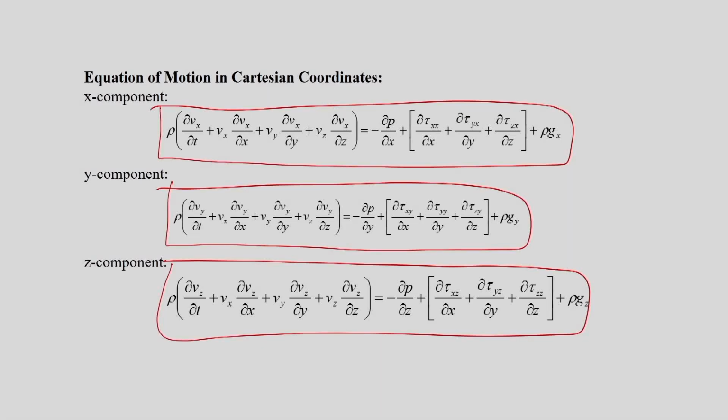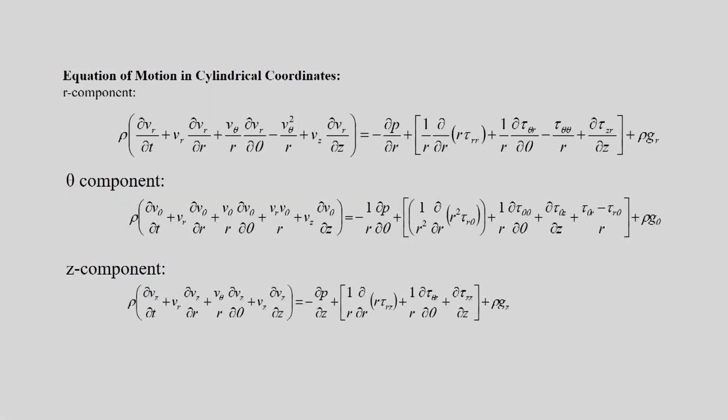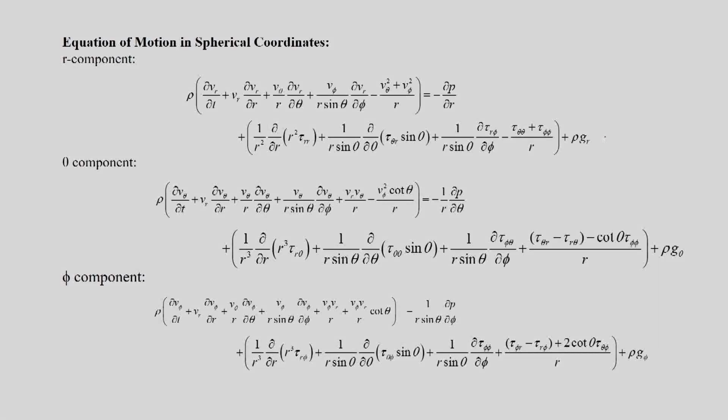Depending on the type of fluid, one can substitute the corresponding tau expressions and then simplify the equations. Similarly, one can also derive these momentum equations for the cylindrical and spherical coordinates as well. So, I have summarized here, in cylindrical coordinates, the r component of the equation, the theta component, and the z component. Likewise, in spherical coordinates, the r component of the momentum equation is given here, the theta component is given here, and then the phi component is given here.